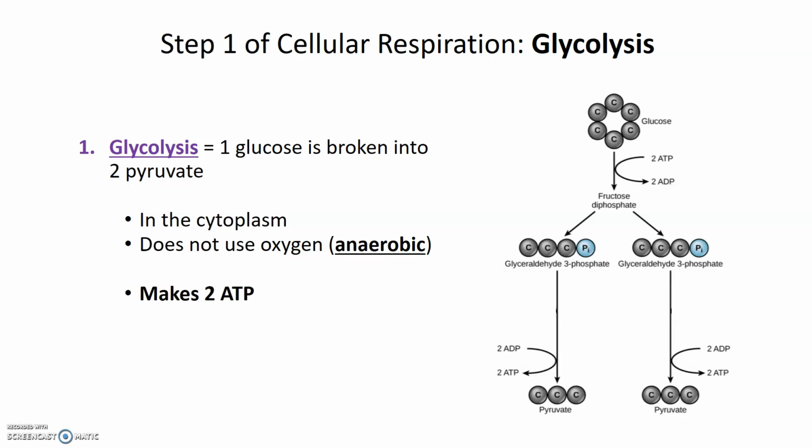And what I'm going to ask you to know for the purposes of this class is the inputs and the outputs of each process. So the inputs of glycolysis are glucose, the outputs are pyruvate, and 2 ATP.